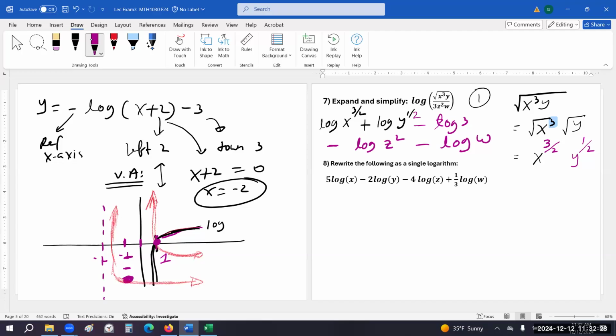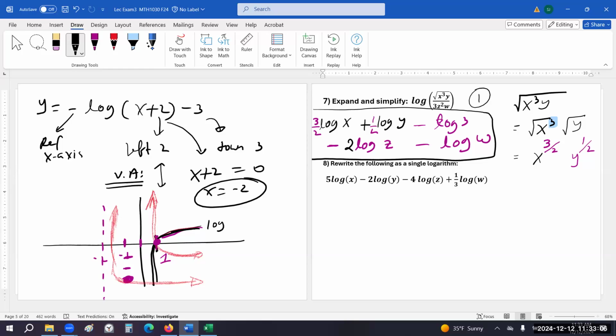Now log hates power, so it cannot leave our power alone. I don't have space, so let me just redo everything. The power comes down as a coefficient. This power will come down as a coefficient. Log 3 doesn't have anything, so we'll leave it alone. Z squared has a power, so we need to bring the 2 down as a coefficient. W doesn't have any power, so we'll leave it alone. So this is the final answer. No power, no denominator.